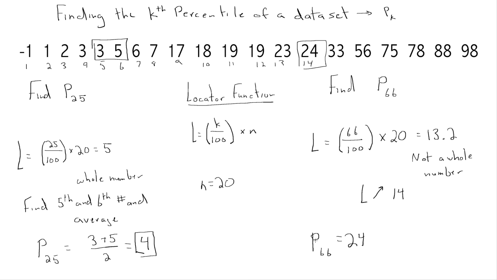So we just want to make sure we pay attention to our locator value. If it's a whole number, we do things one way. If our locator value is not a whole number, we do things another way.